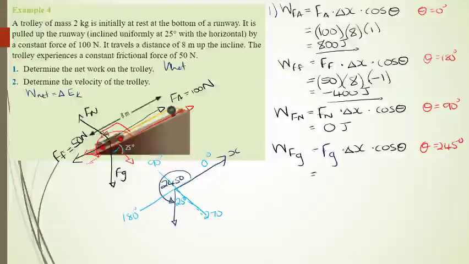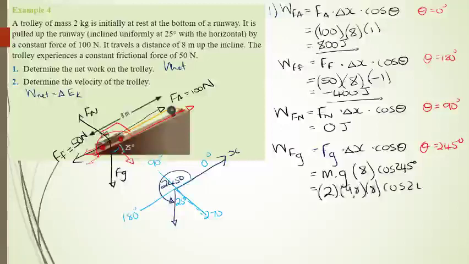My Fg, I don't know what it is, but I know that Fg is mass times gravity. My distance is 8, and it's cos 245 degrees. My mass for my trolley is 2. My gravity is 9.8. Times that by my distance and cos 245 degrees. And I get an answer of minus 66.27 joules. Okay, we had to find that angle that it makes, and this helps me figure that out.